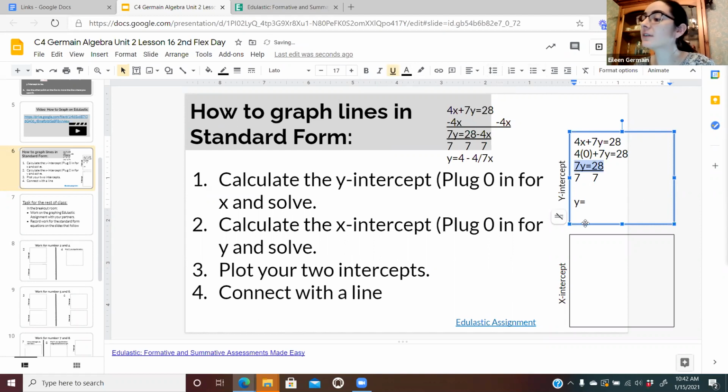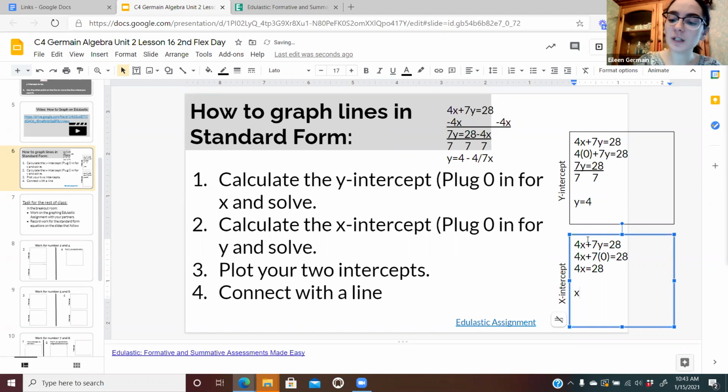Very good, Melina. Very good, Eric. It would be a y of 4. Our y-intercept is 4. Now, if we want to calculate our x-intercept, we plug 0 in for y. Take our equation: 4x plus 7 times 0 is equal to 28. The 7 times 0 cancels out. We're left with 4x is equal to 28.